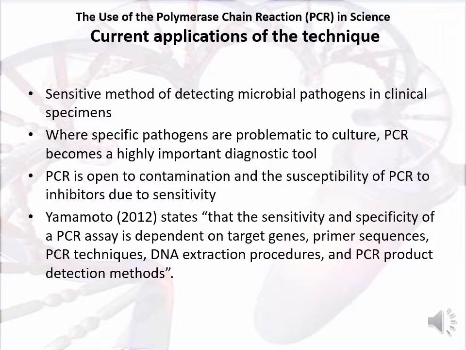Whilst polymerase chain reaction can be highly important in the detection of microbial pathogens, there are a number of ways in which polymerase chain reaction may not provide accurate results. This is due to the fact that polymerase chain reaction is so sensitive that it's open to contamination and the susceptibility of PCR to inhibitors.